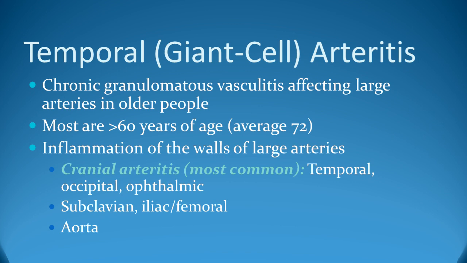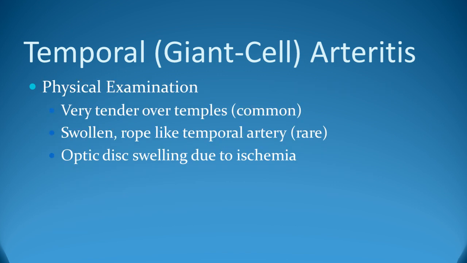The cranial arteritis is most commonly temporal, occipital, ophthalmic, subclavian, femoral, or aortic arteritis. Physical examination shows very tender temples, swollen rope-like temporal artery, and optic disc swelling due to ischemia.